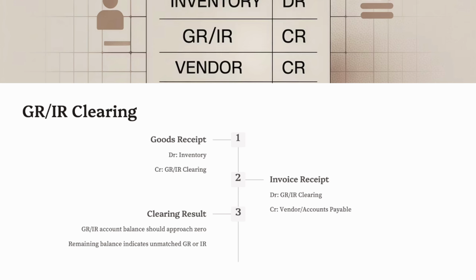4. Reconcile GR/IR regularly. Use MB5S to review GR/IR clearing balances monthly. Investigate mismatches between GR value and invoiced value. Adjust GR or invoice postings in case of errors, ensuring GR/IR doesn't hold aged liabilities.